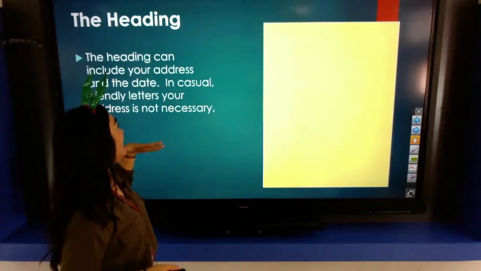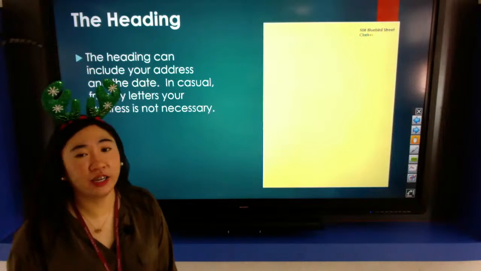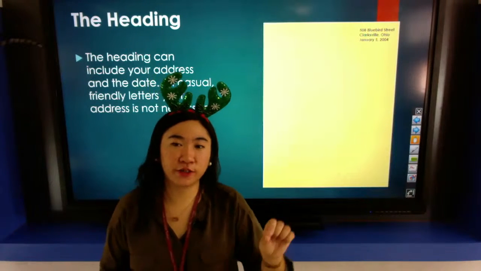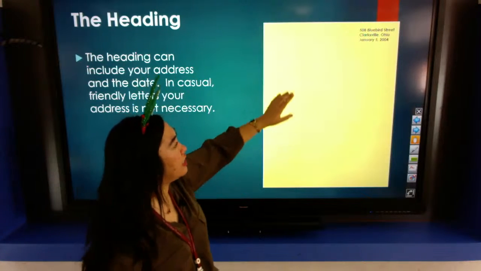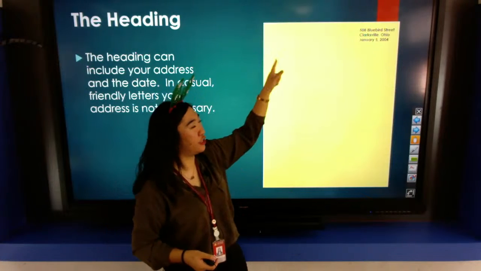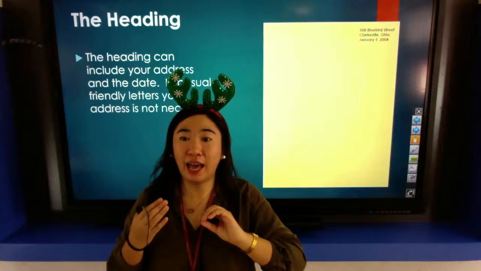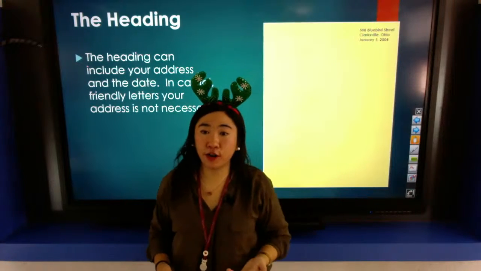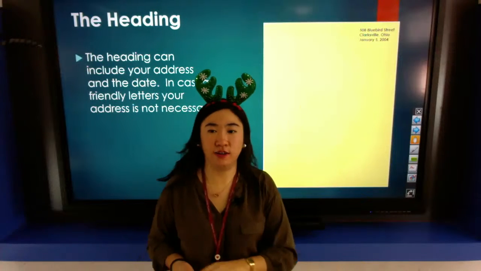Again, the heading is just in a casual way. Sometimes you can just write the date, when you wrote the letter. So this is an example. This is the page, or this is your letter. You are going to write the address or the heading on the upper right side of your paper.